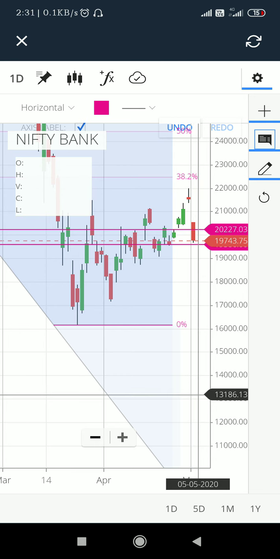So that was the clear-cut analysis for the Nifty 50 and Bank Nifty for today, and we can expect a consolidative to bullish side move. I'm not saying a bullish move, the market is still consolidating for me, but on a shorter time frame we can expect a bullish movement in both Nifty 50 and Bank Nifty. So that was the analysis from my end.